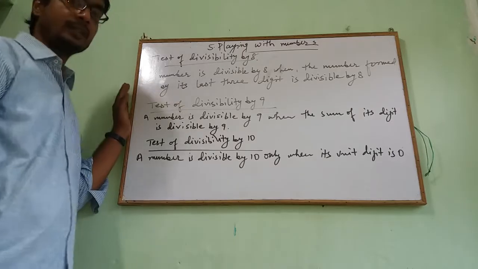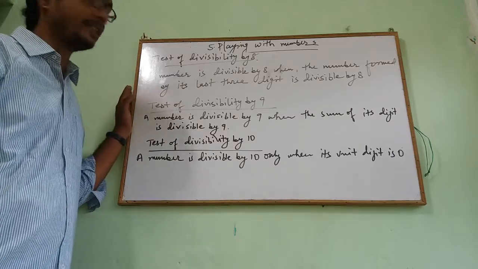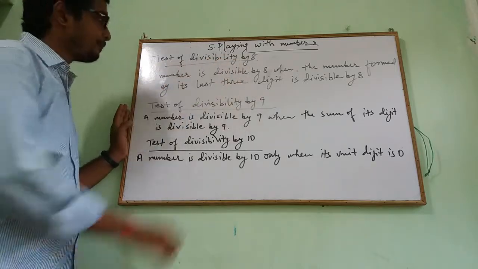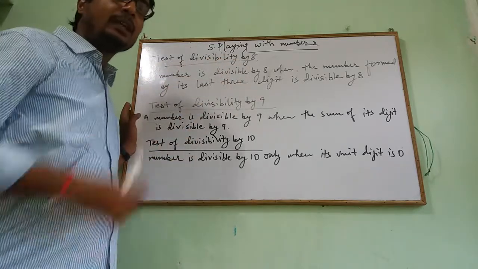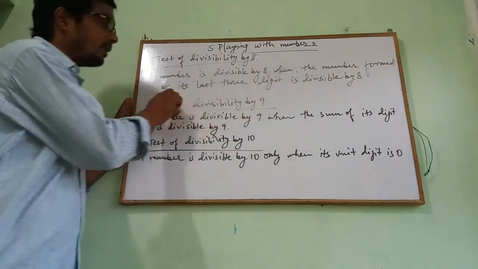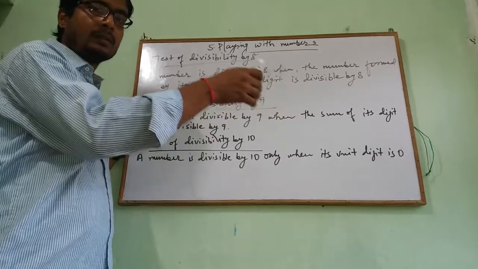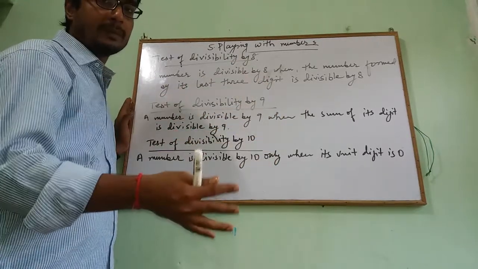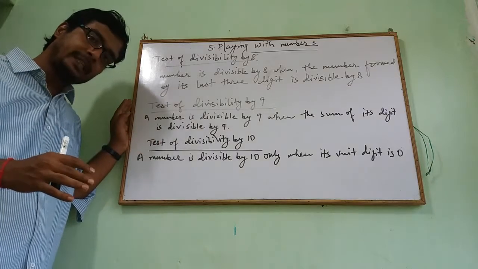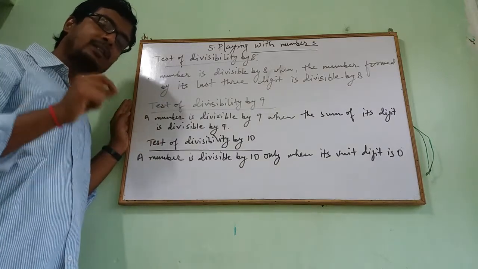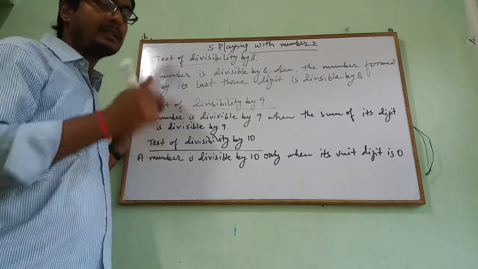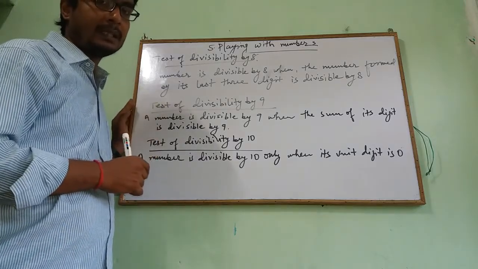Now students, let's understand the next test of divisibility. My next test is the test of divisibility by 8. A number is said to be divisible by 8 when the last three digits of that number are divisible by 8. Else the number is not divisible by 8.